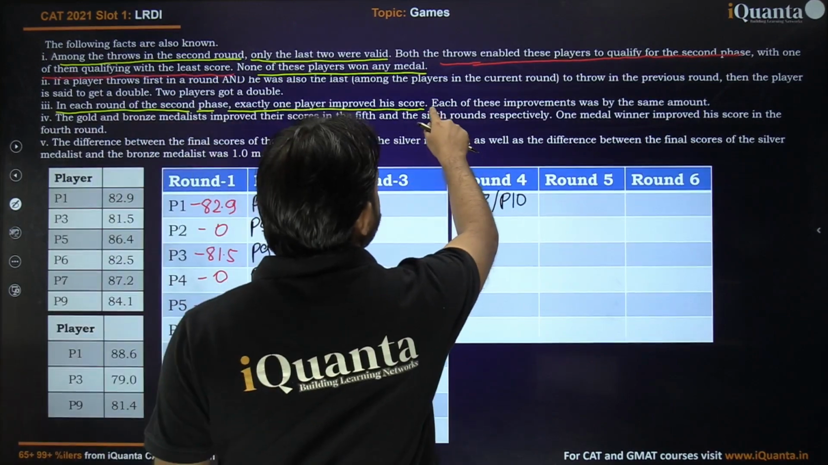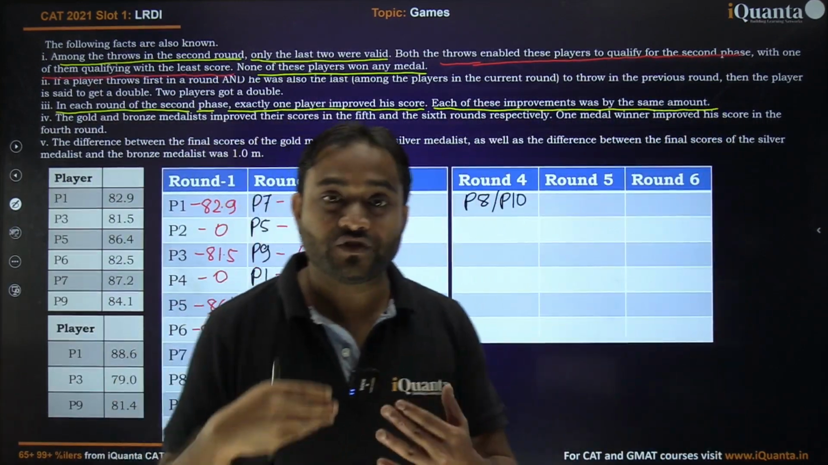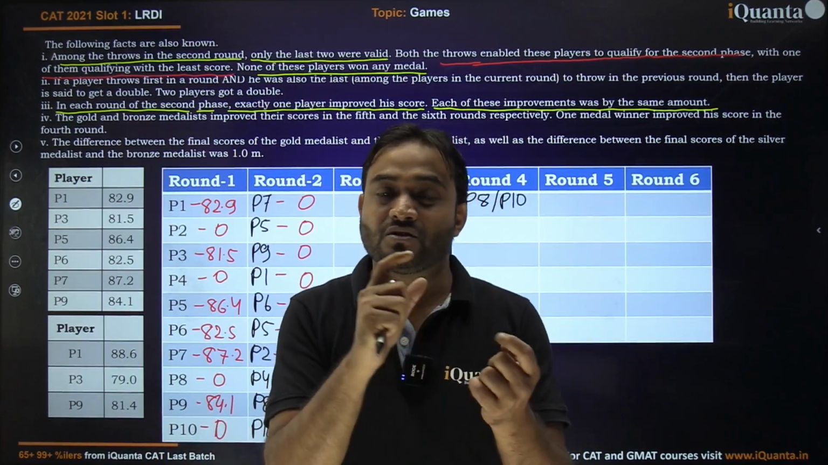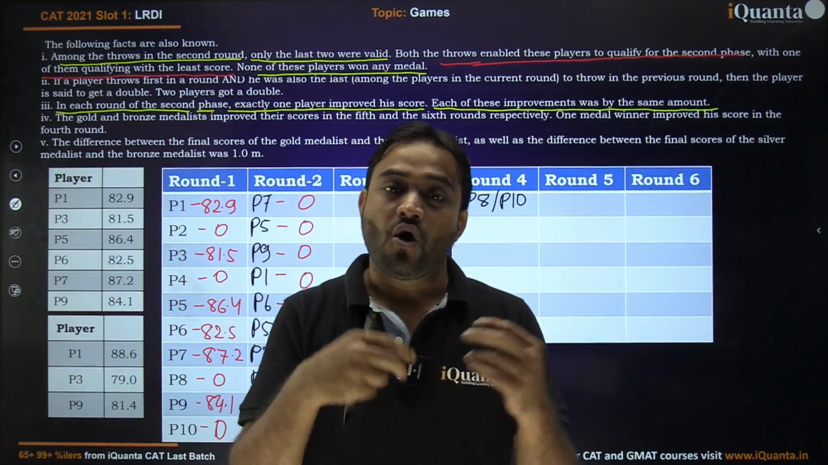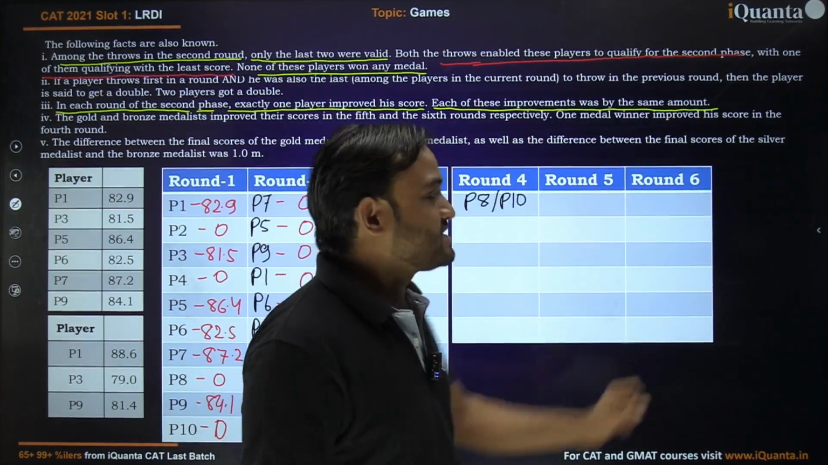Each of these improvements was by the same amount. So they improved their distance by the same amount, like either it's 1 meter or 1.5 meter or 2 meter. All of them improved by the same measurement.